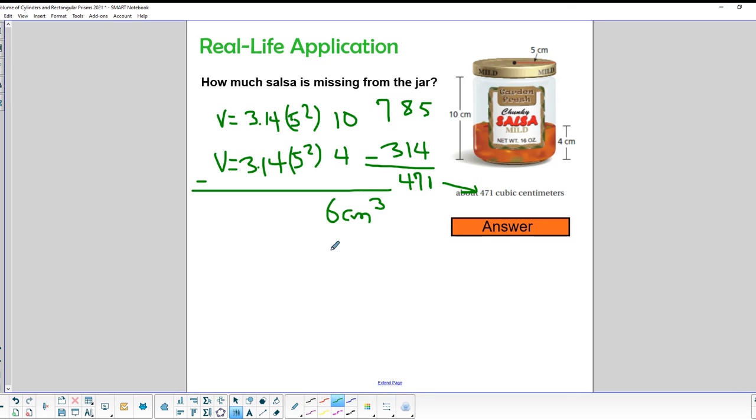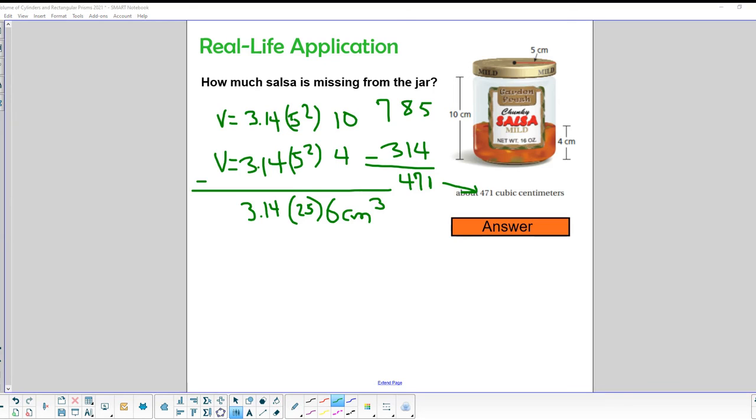So what do I do with what I started with? Well, I needed to multiply by 3.14 times 5 squared. I did something that was mathematically a little improper, so I'm going back to fix that. And when I multiply them both together, I do indeed end up with 471 cubic centimeters. All right, so you can solve a problem like that.